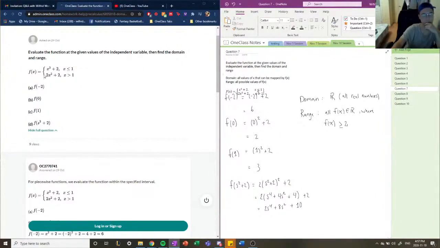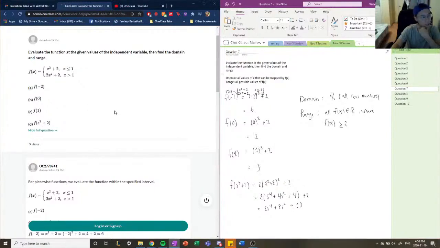So we see here that the range starts at f of x equals 2, right? So the smallest number that we can have for x is 0. So we plug in 0 here, it's going to be 2. If we plug in 0 here, well, we can't plug in 0 here, right? So we know that the range starts at 2, and it's all the positive numbers greater than that.